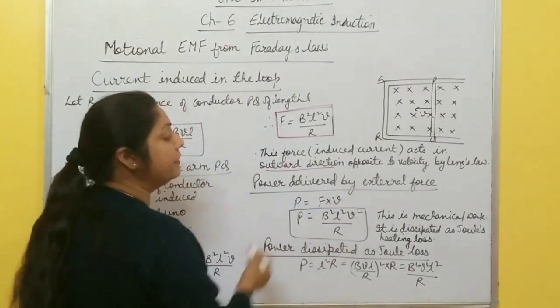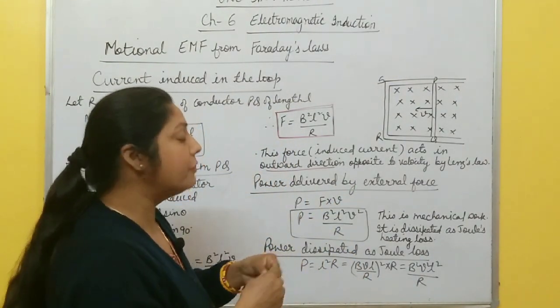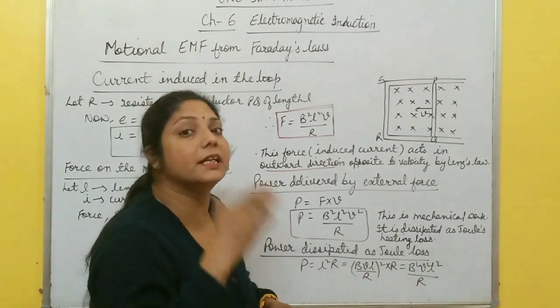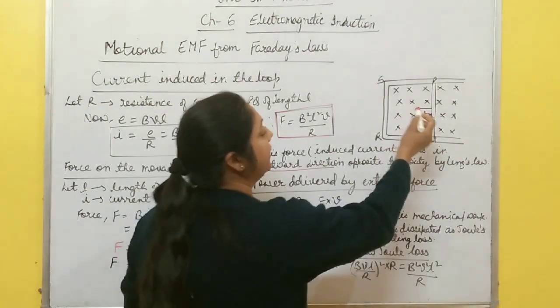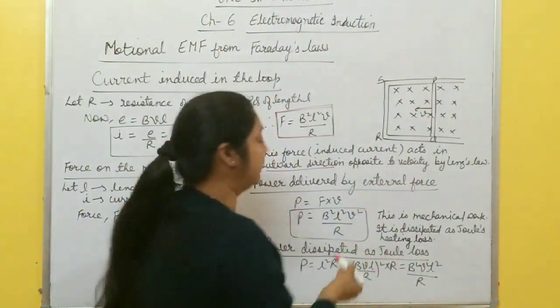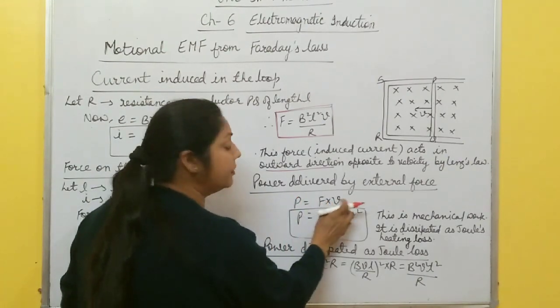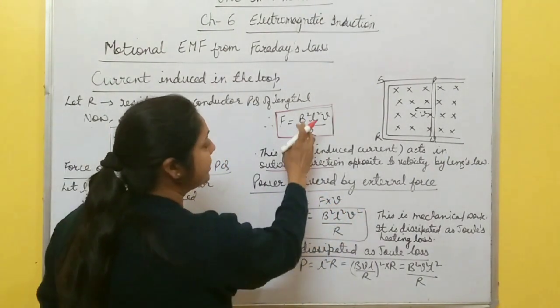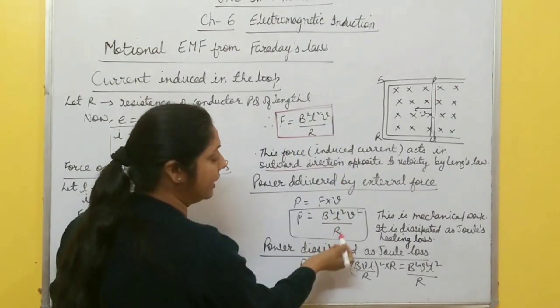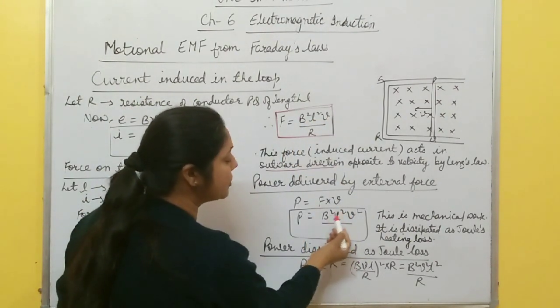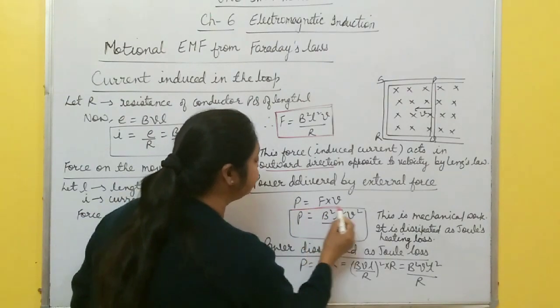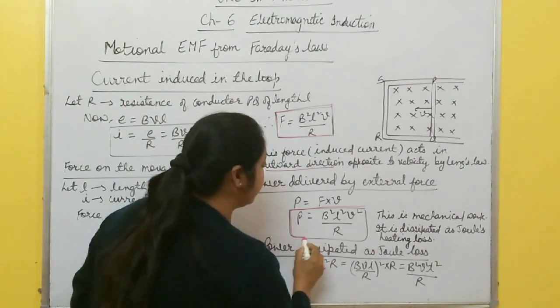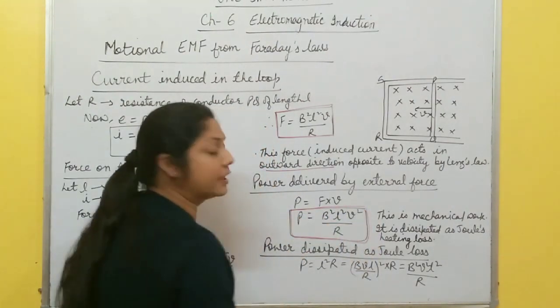So power delivered by external force. How much power is delivered by the external force to maintain the motion of the conductor? That power is F into V, force into velocity. Force is B square L square V by R, into V. It means B square L square V square by R. This is the power delivered by external force.